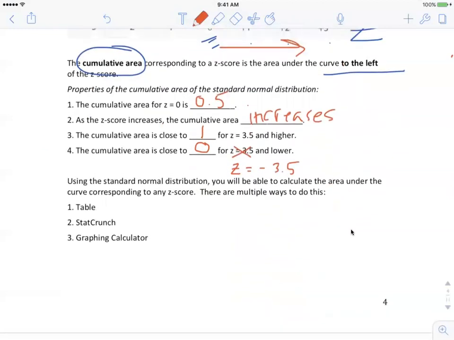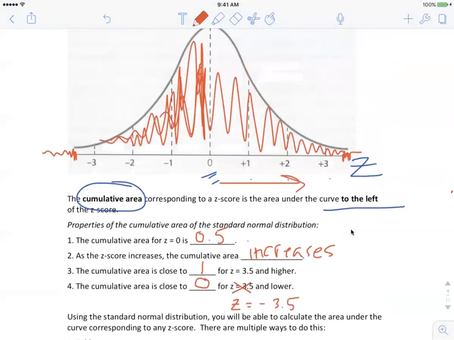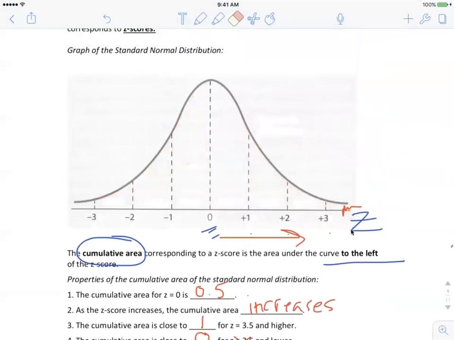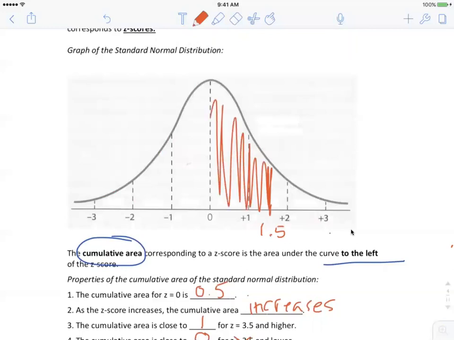Now there are some different ways that we can use that standard normal distribution and calculate the precise area under the curve corresponding to any z-score. For example, I know I made a mess of this. If we clear it off a little bit, what if I had a z-score of, say, 1.5, right? What is the area to the left of that?